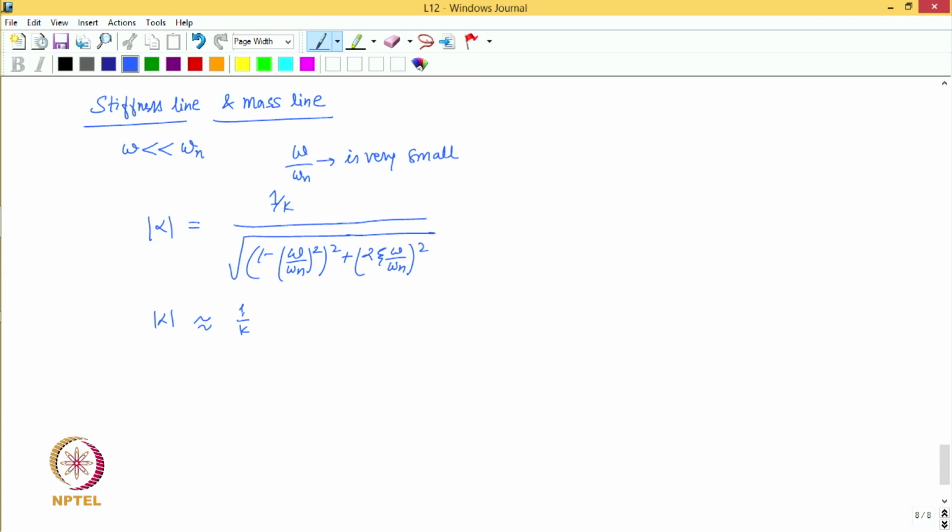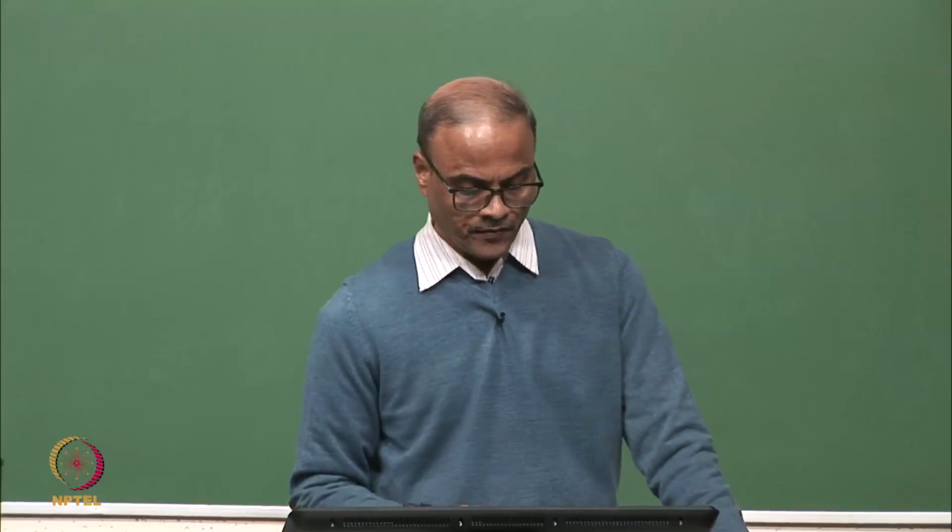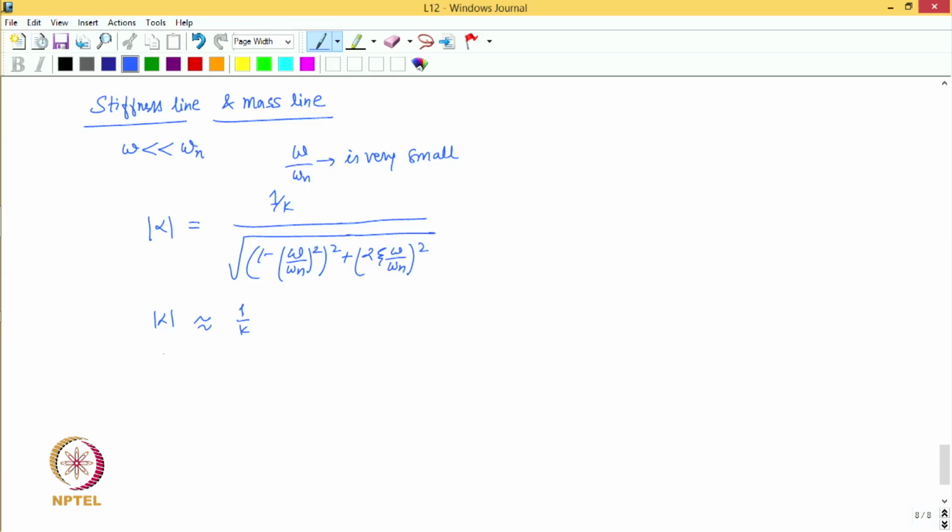It can be approximately 1 by k, because in the denominator, when omega upon omega n is very small, the denominator tends to become equal to 1, right. And now if you write this in the dB form, then we have 20 log 10 alpha is equal to 20 log 10 1 by k, which can therefore be written as minus 20 log 10 k.